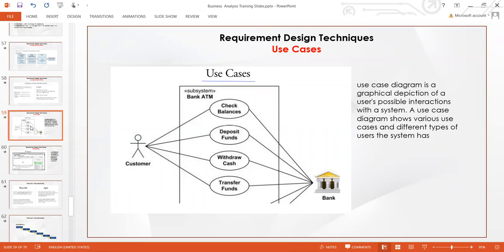So what are the roles of the customer? The customer checks balance, makes deposit, withdraws cash, and transfers. And the bank provides the functionality that makes it possible, that is the ATM. It makes it possible for the customer to check balance, to deposit funds, to withdraw cash, and to transfer funds. So these are the parts the bank plays. There are so many other parts the bank plays, but these are the parts the customer is playing at this point.